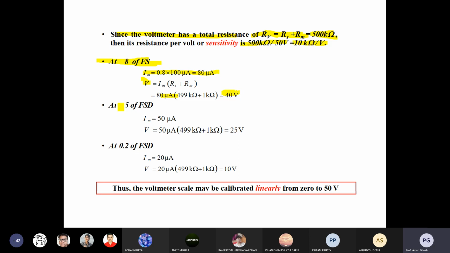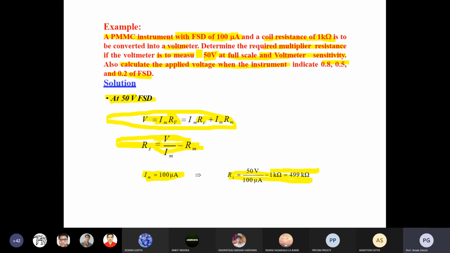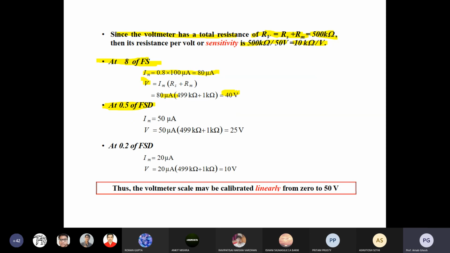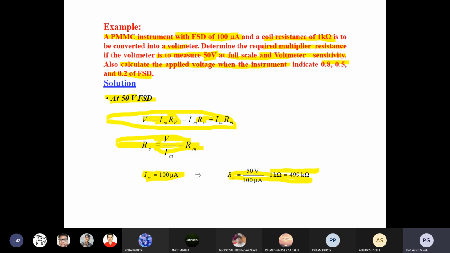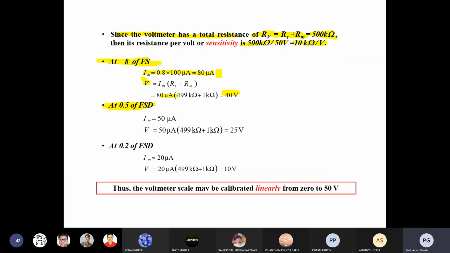Second case, FSD changes to 0.5, which means 50% of your actual FSD. First, for 100% FSD it was 50 volt. For 0.8 FSD it is 40 volt. You can also multiply 50 into 0.8 to get 40 volt. That means it changes proportionally, and we are cross checking with the other conditions.